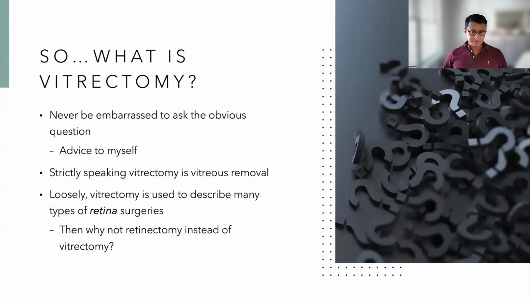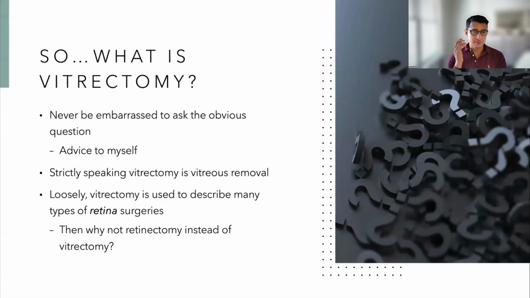Strictly speaking, vitrectomy is vitreous removal. We all know where vitreous is. Vitreous is inside the eye. It's attached to the optic nerve, the macula, the vitreous base. It's collagen and water, and it is there as a vestigial organ. It's there since we're born. Vitrectomy is removal of that, and then you can do the other things that come with it, the retinal part of it. So loosely, vitrectomy is the umbrella term used to describe many types of retina surgeries.